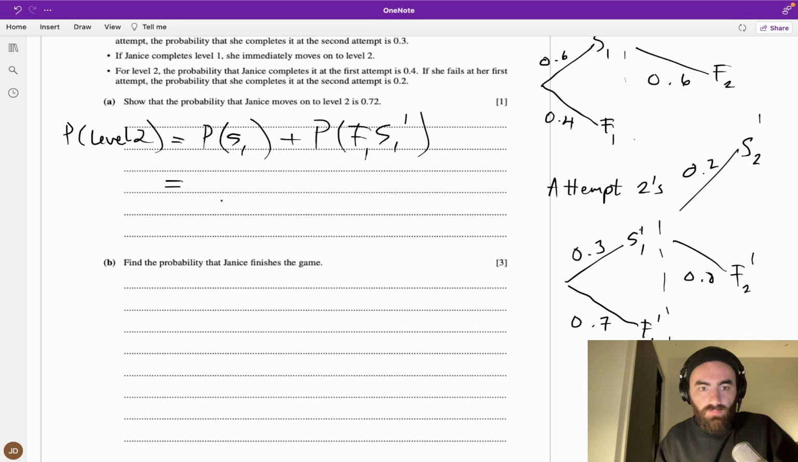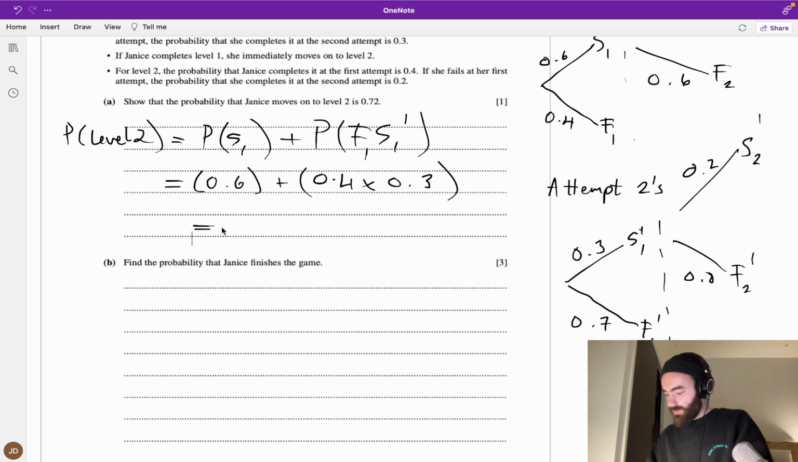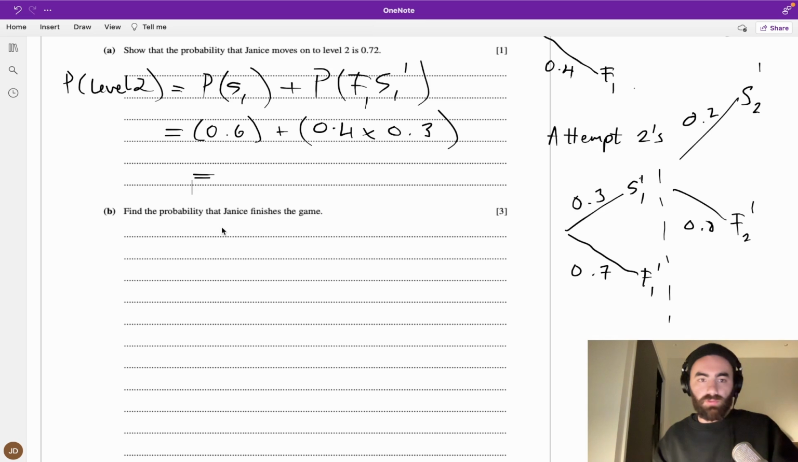So this is 0.6 plus this is 0.4 times 0.3, which equals 0.6 plus 0.4 times 0.3, which equals 0.72, which is what they wanted.